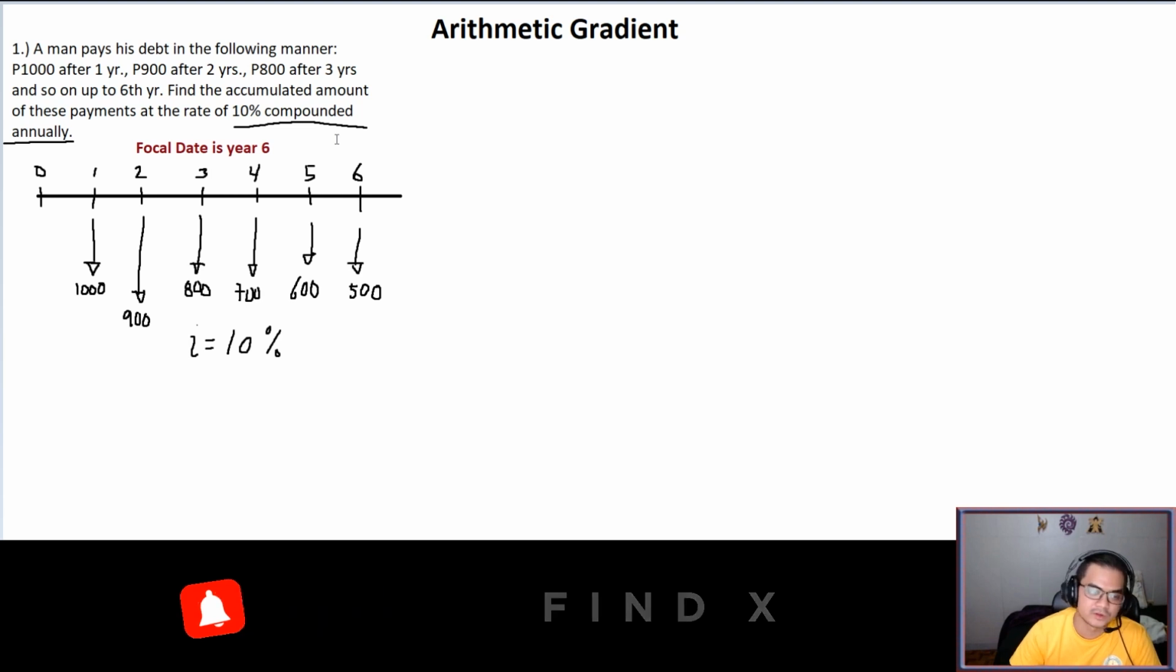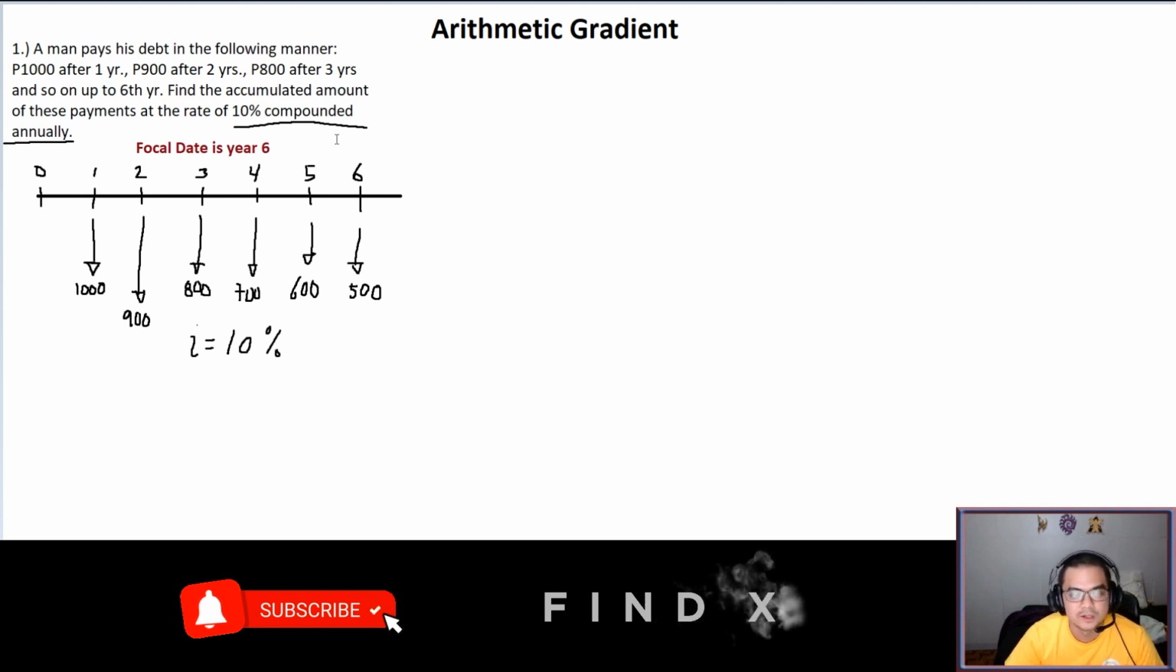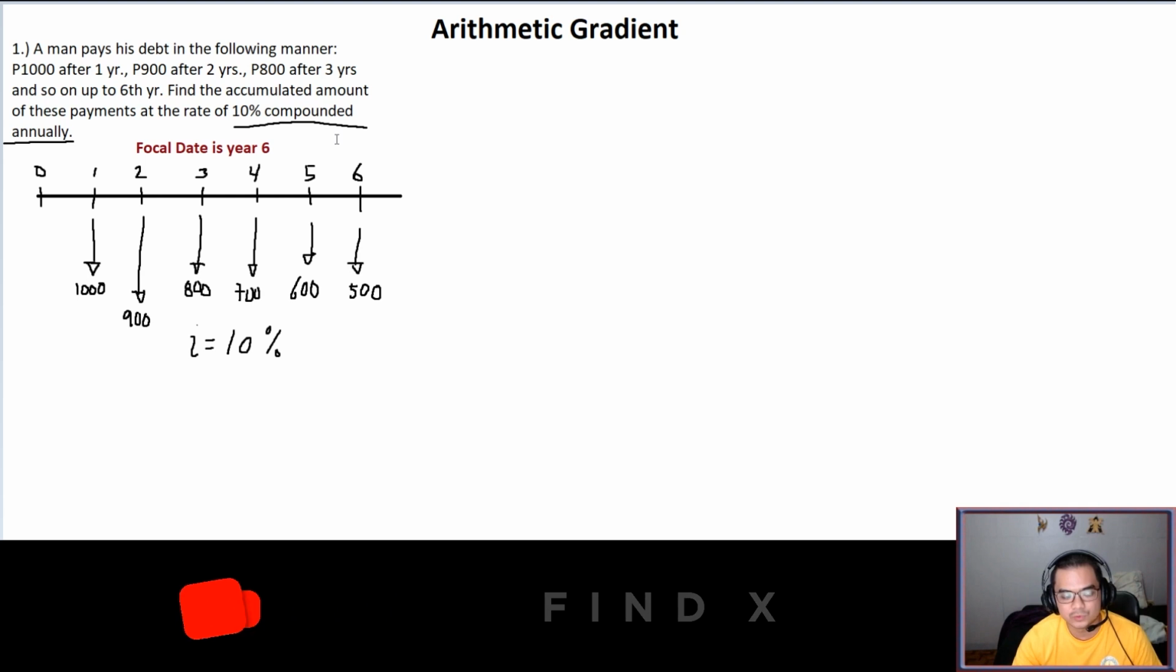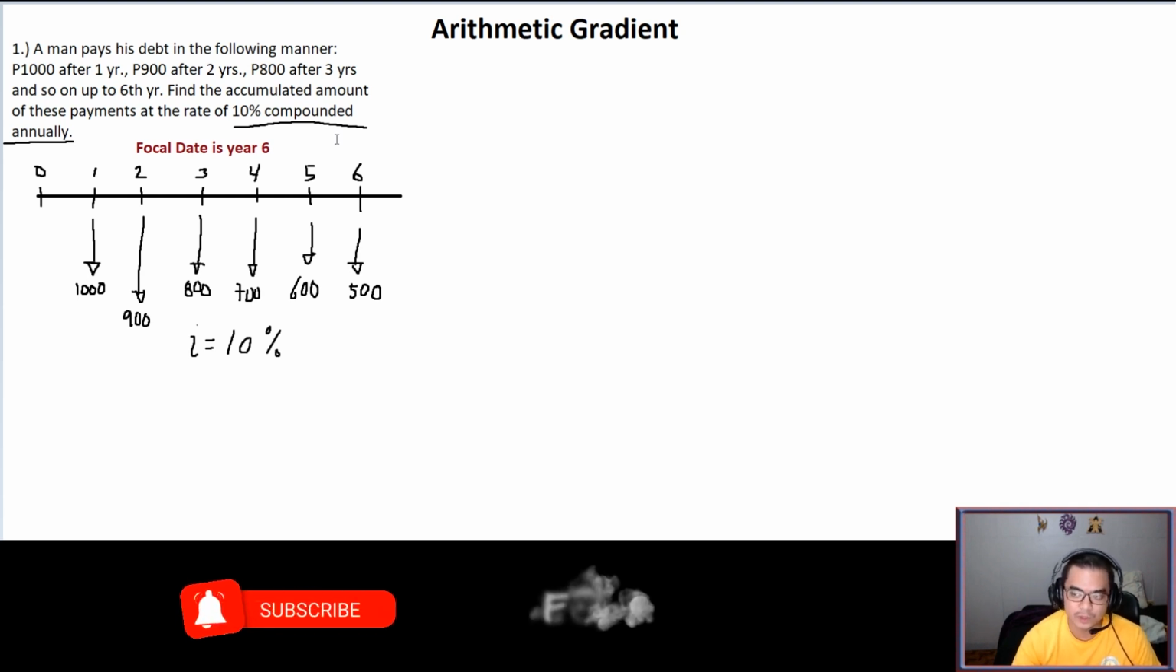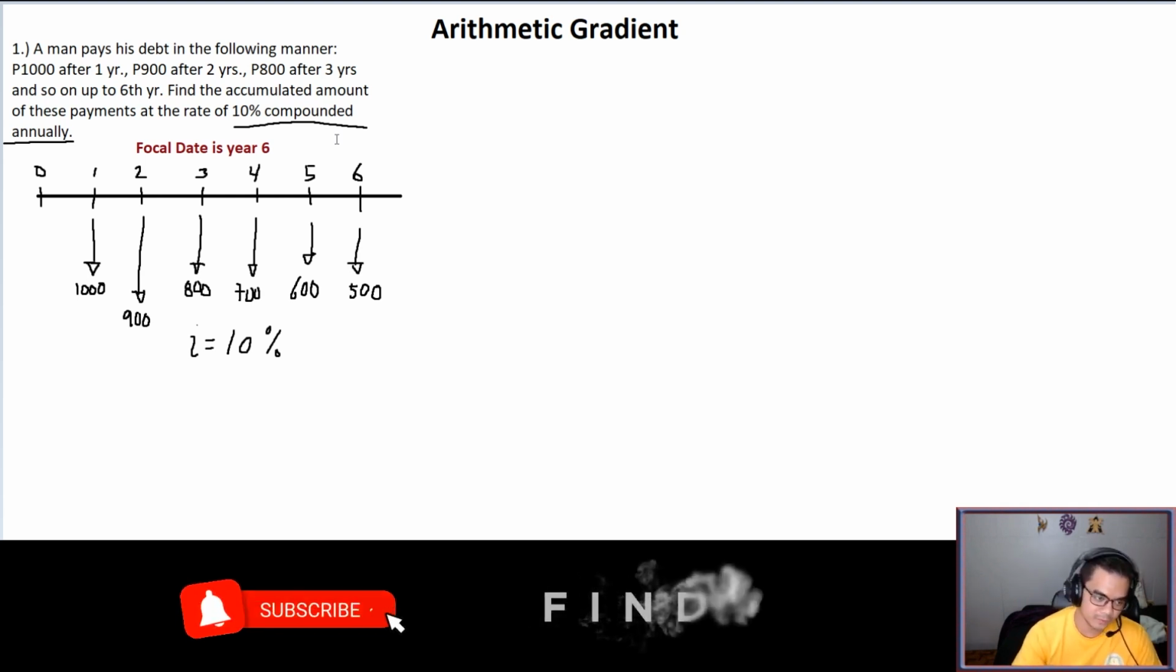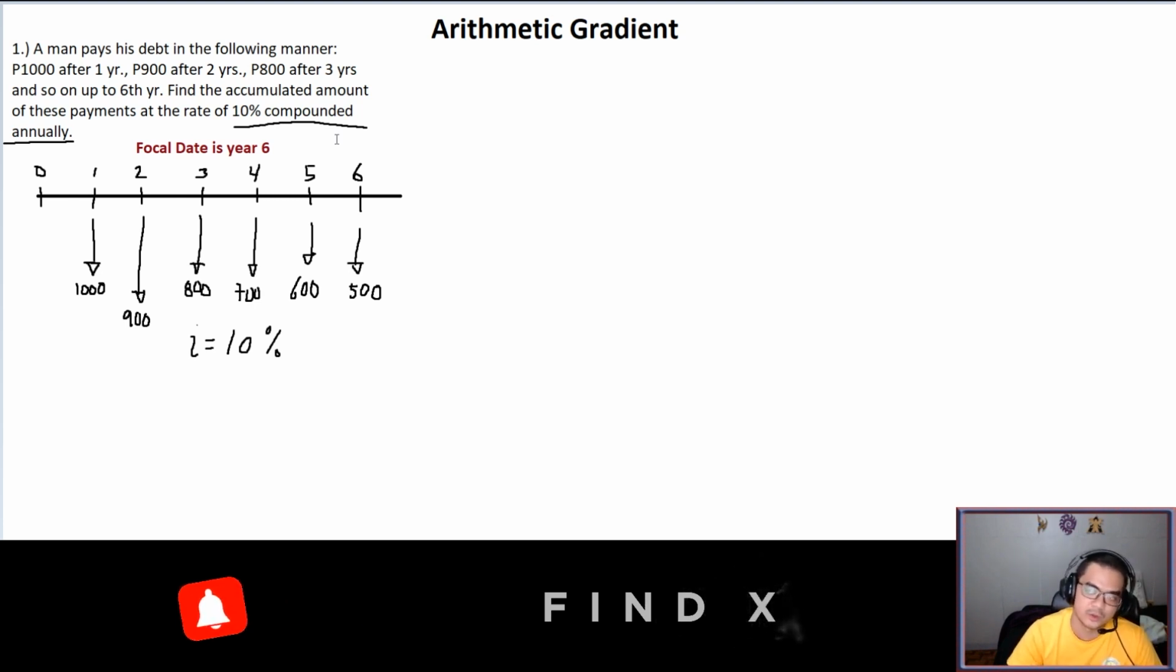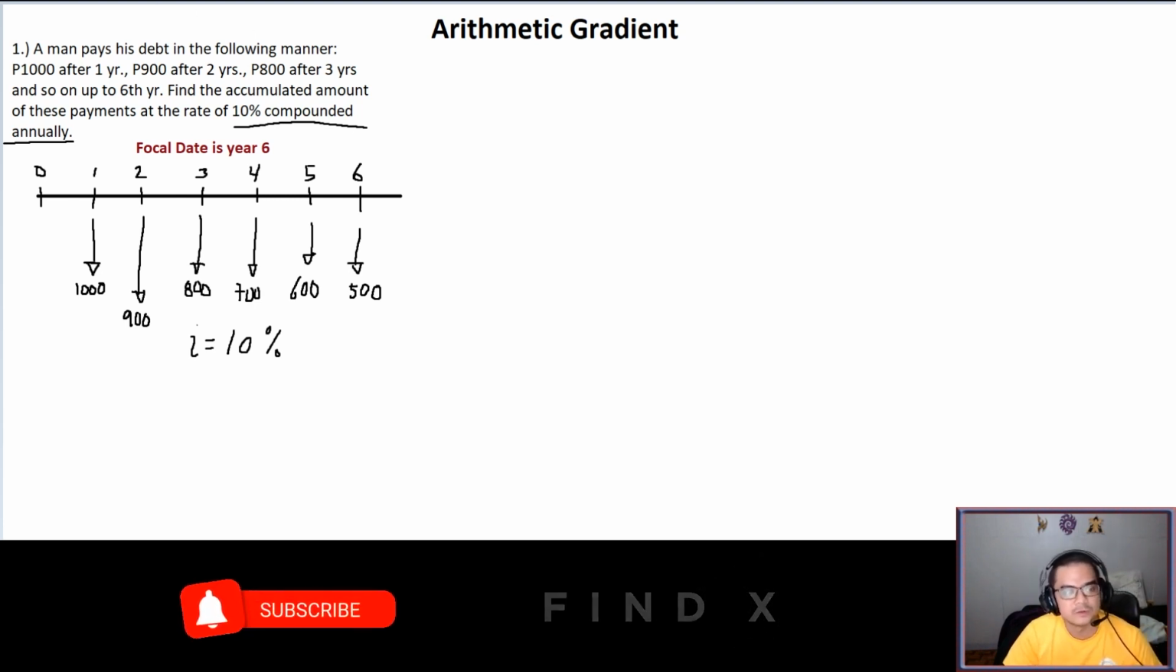So the focal date is year 6. We have to bring 1,000 to year 6, 900 to year 6, 800 to year 6, etc. Again, this is not an annuity. Therefore, we will have to bring these values one by one individually. So we have to bring 1,000 to year 6, 900 to year 6 individually, one by one.